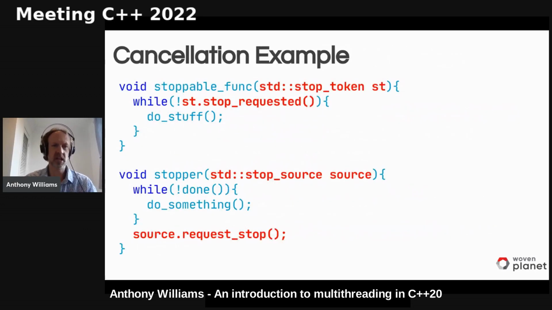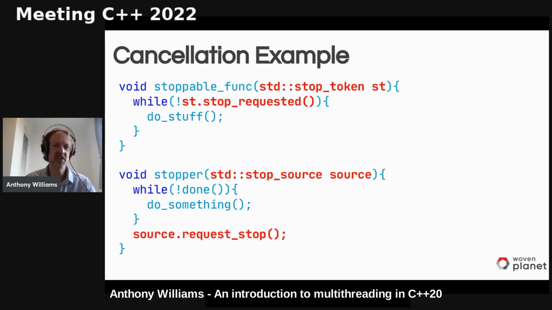So what does it look like in code? Well, here we have two things. We have our stoppable function, where we take a stop token as the parameter, and then typically you'll have some while loop or maybe a for loop with an exit condition, but it's going to check the flag every iteration, and while the flag has not been raised, we're going to do stuff. And then when the flag is raised, stop_requested will return true, and the while loop exits.